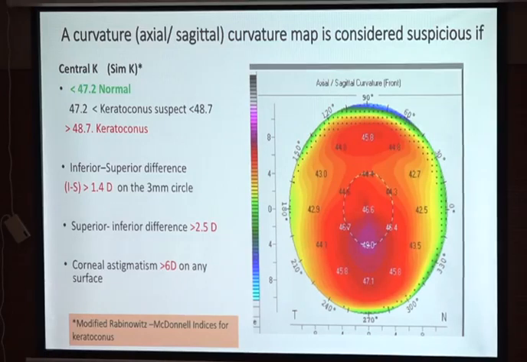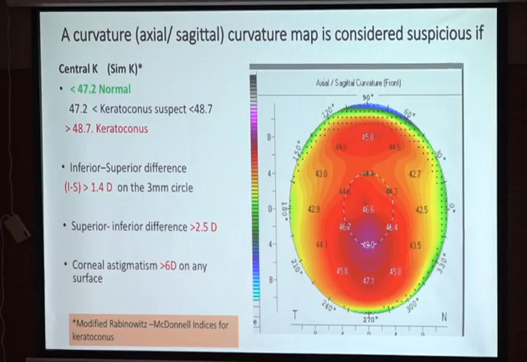The second important thing is that normally the cornea is symmetrical. The superior is a mirror image of the inferior and nasal for temporal. If we see asymmetries, then that suggests pathology. Usually keratoconus or any ectasia occurs inferiorly, so we look at the inferior-superior difference. If the inferior cornea is steeper by more than 1.4 mm on the 3 mm circle, then again it is suspicious of a pathology. Sometimes superior ectasia can occur, but for that the limit is higher. If the superior is more than the inferior by 2.5 diopters, then we consider it suspicious. And corneal astigmatism of more than 6 diopters on any scan would again be suspicious.